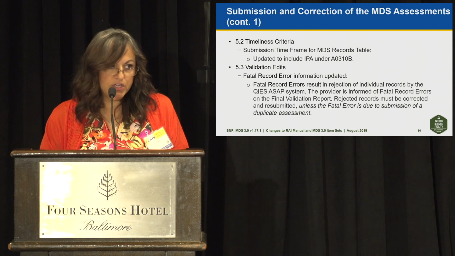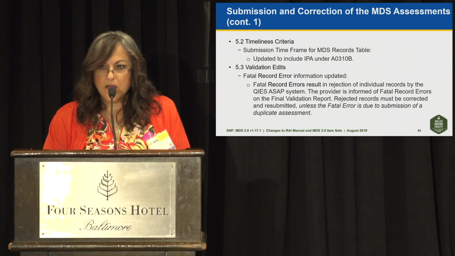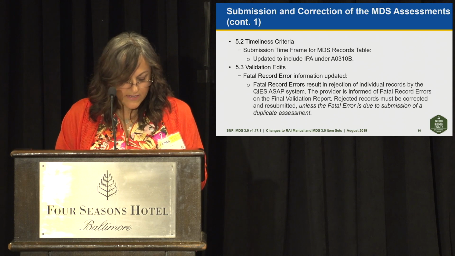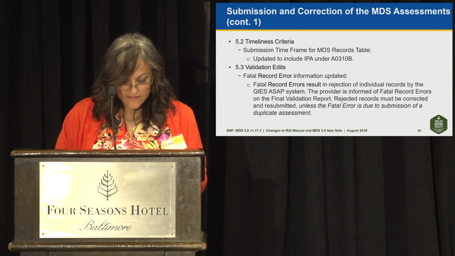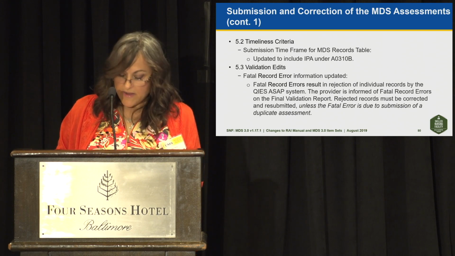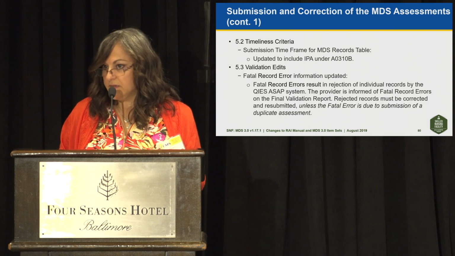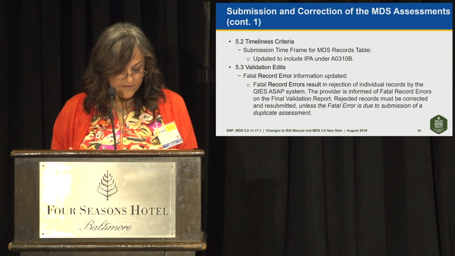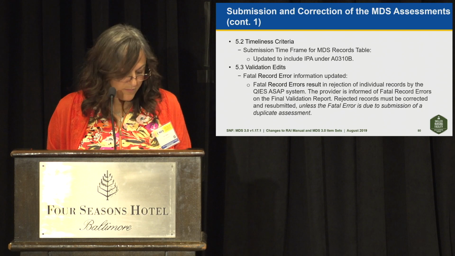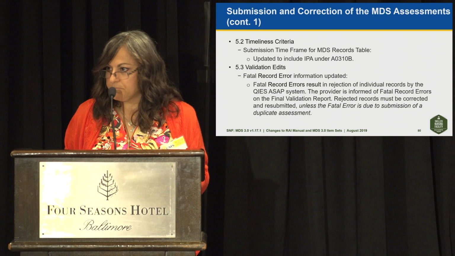And under Section 5.2, timeliness criteria, the submission timeframe for MDS records table has been updated to include the IPA and remove other assessments that have been retired. And in Section 5.3, validation edits, fatal record error information has been updated to reflect the rejected records must be corrected and resubmitted unless the fatal error was due to submission of a duplicate assessment. And that makes sense, right? Because since there's a duplicate assessment, there's already an assessment in iQIES ASAP. So you wouldn't be resubmitting an assessment under that situation. Make sense?